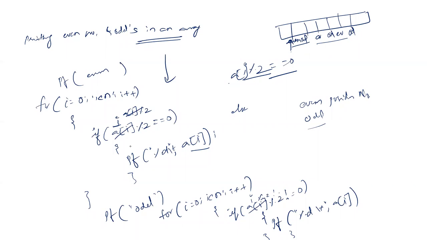Next, printing the average. You know how to print the sum, so printing the average is easy. Sir, instead of changing the if condition, we can write i is equal to i plus 2 in the for loop condition only.